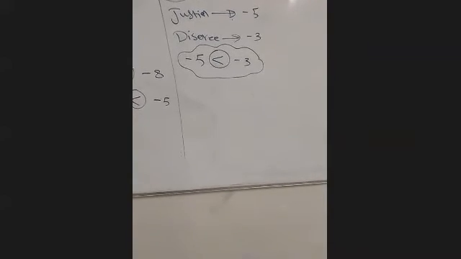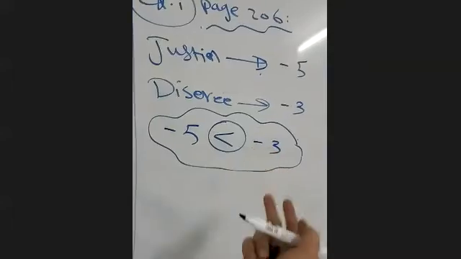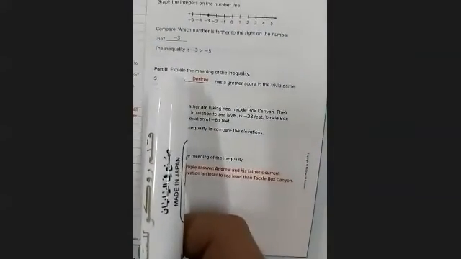And the inequality: what does this mean, guys? -3 is greater than -5. Let's read what this means from the book. Down here, part B, see? Read. Explain the meaning of the inequality. Since -3 is bigger than -5, has a greater score in the trivia game.